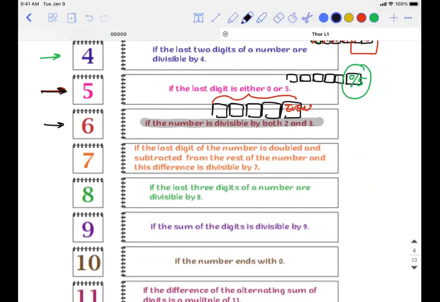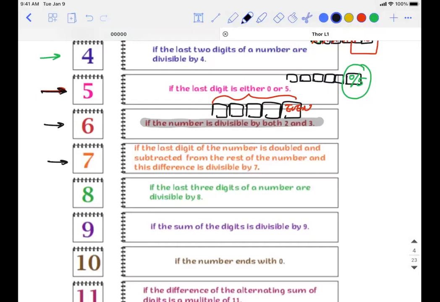Number 7. What are the numbers that could be divisible by 7? This is a little bit tricky. Maybe you do not see that very often. So how can we evaluate whether a number is divisible by 7? If the last digit of the number is doubled and subtracted from the rest of the number, and the difference is divisible by 7, then this number is divisible by 7.